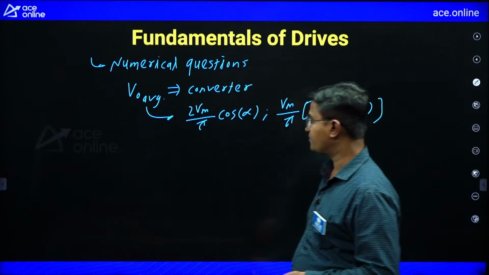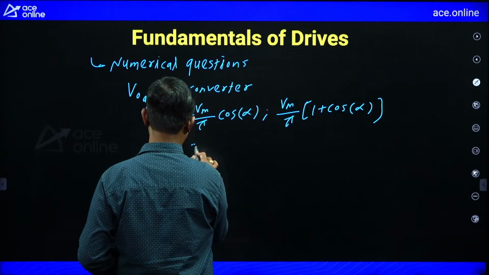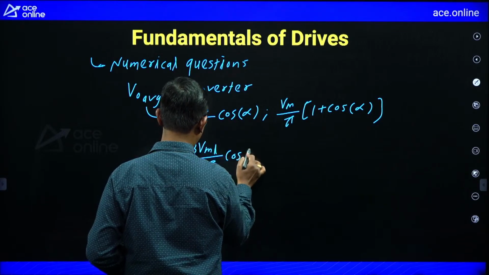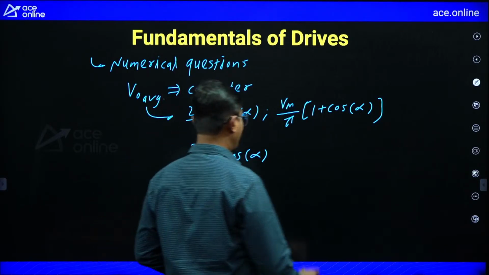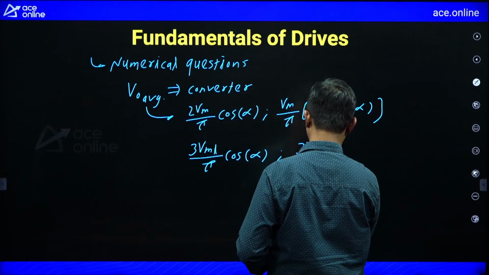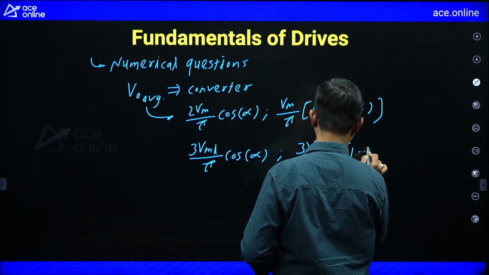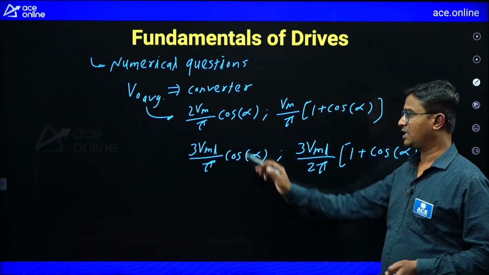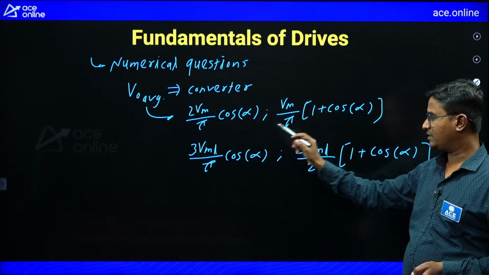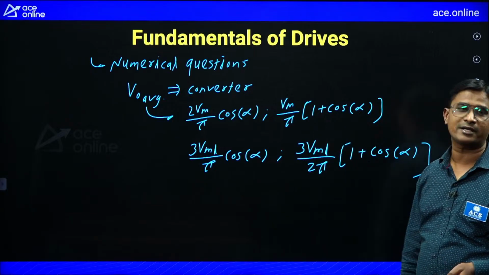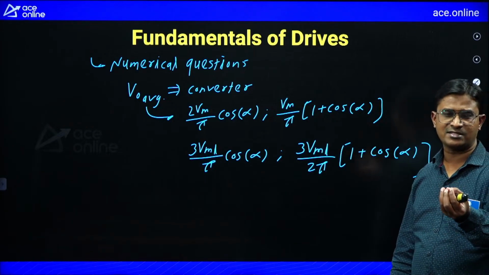And for 3 phase full converter, it is 3 VmL by pi into cos alpha. Right? For 3 phase semi converter, it is 3 VmL by 2 pi into 1 plus cos alpha. So single phase full, single phase semi, 3 phase full, 3 phase semi. These are output voltage expressions of your converter. Some simple question they asked.